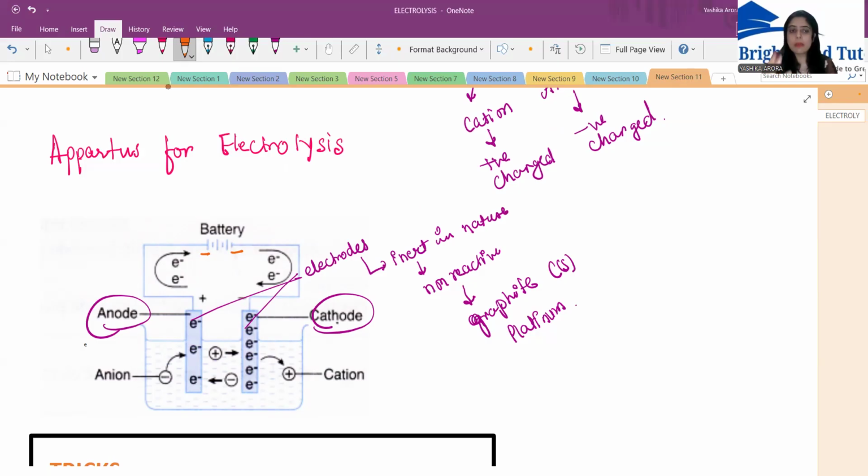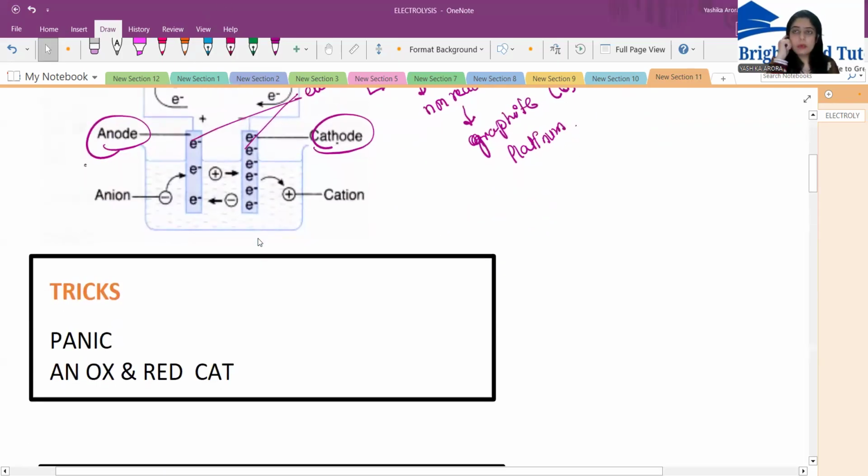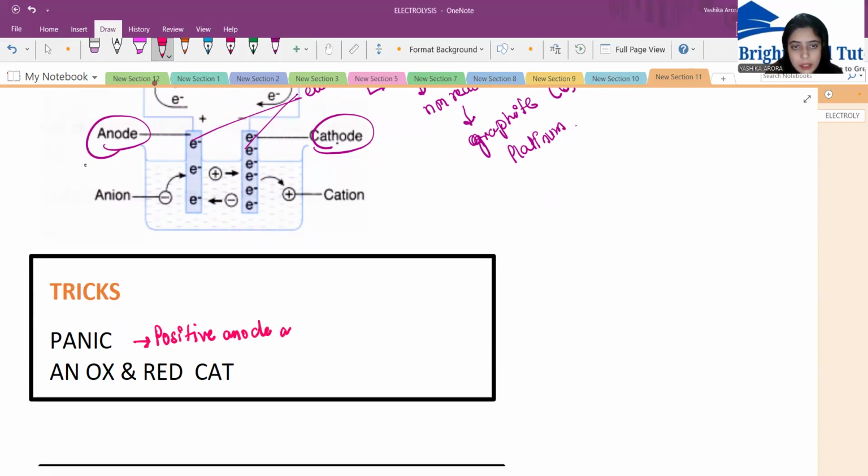Next, I'm going to teach a pretty nice trick, and I feel this is going to solve the entire electrolysis problem for you. You have to remember the word PANIC. PANIC means positive anode and negative cathode. Okay, negative cathode.